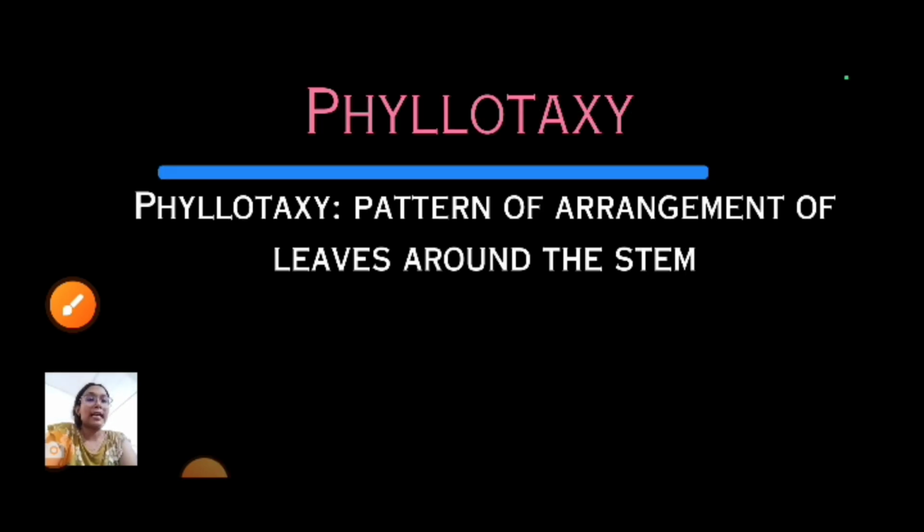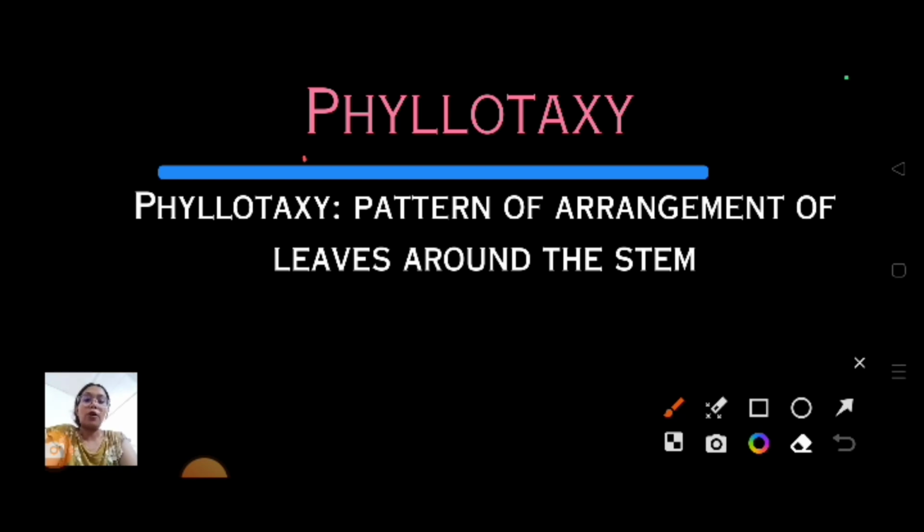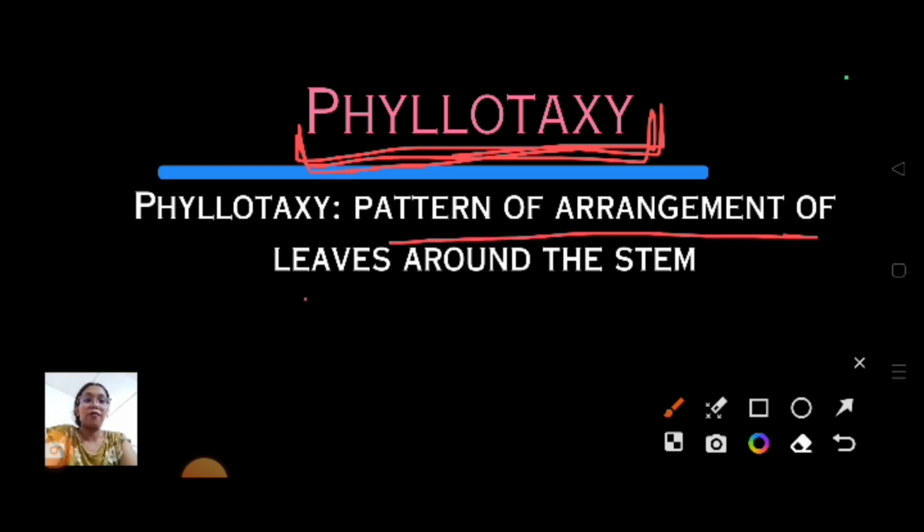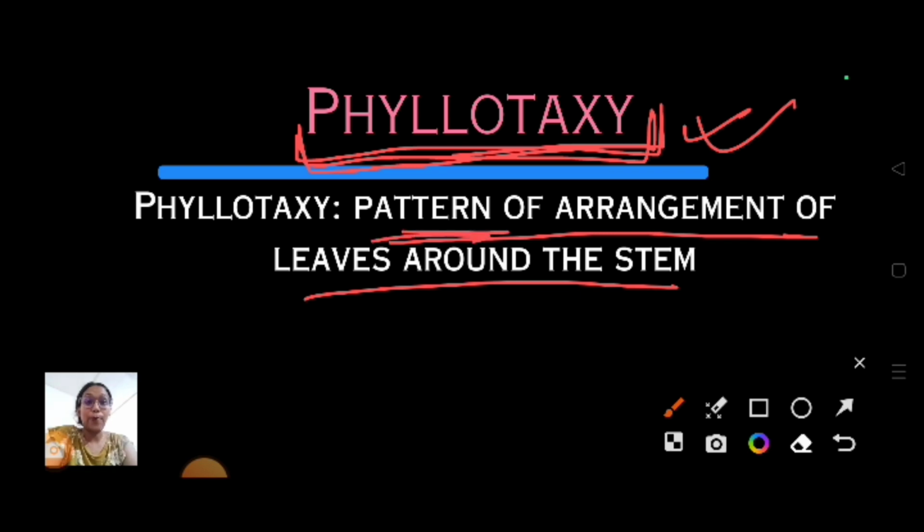Then moving on to the next slide. Then a new topic, that is phyllotaxy. What do you mean by phyllotaxy? It is the pattern of arrangement of leaves around the stem. How the leaves are arranged around the stem is the phyllotaxy. We'll see three different types of patterns, how the leaves are attached to the stem. Is it clear? That is called phyllotaxy.